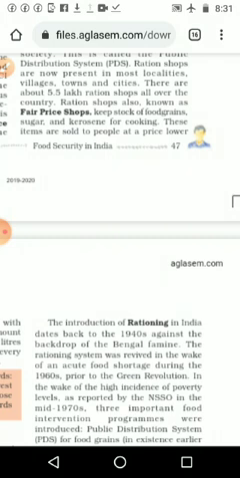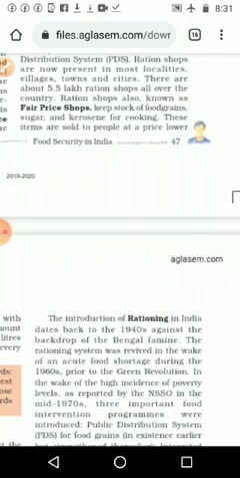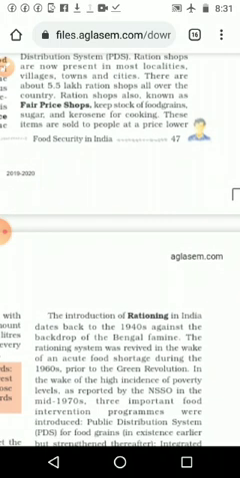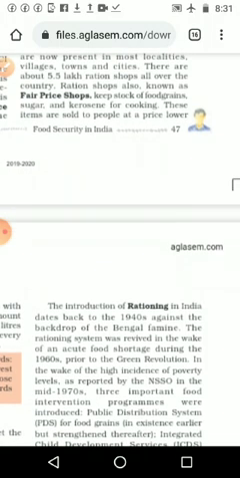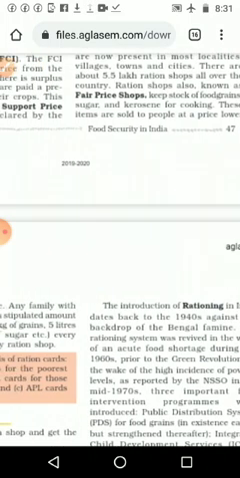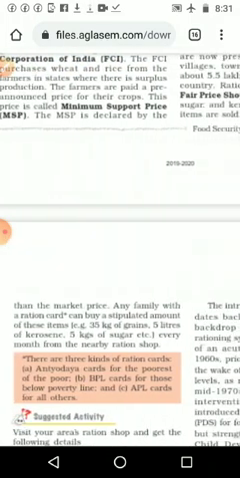They keep stock of food grains, sugar and kerosene for cooking. So what all things are they giving? They are giving food grains, meaning wheat and rice, and things like that. Then sugar they are giving, and kerosene also, because many people are dependent on kerosene for cooking. These items are sold to the people at a lower price than the market.